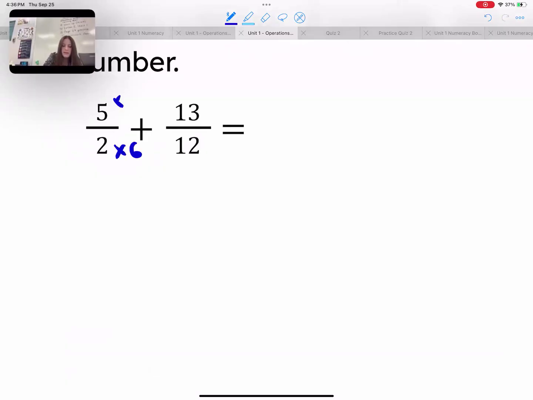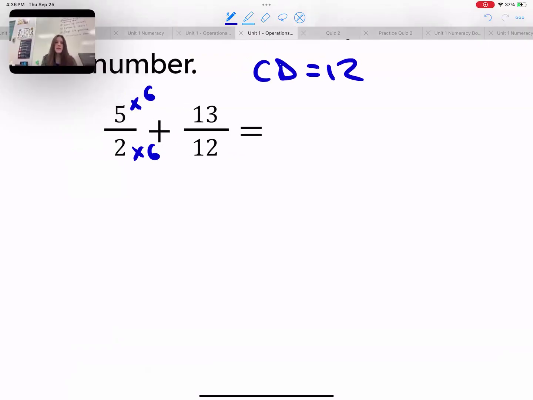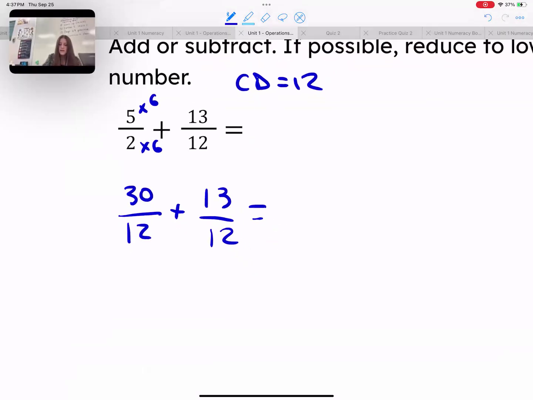I'm multiplying by 6 on the bottom, multiplying by 6 on the top because whatever you do to the numerator, you have to do to the denominator, and vice versa. So same thing that we are going to do to them. And this one, I do not have to do anything to because it's already over 12. That is going to be my common denominator. So I can proceed now. So 5 times 6 is going to be 30, and then 2 times 6 is going to be 12. And then I rewrite the rest of my equation, and I can solve by adding together 30 and 13, which will give me 43, and I keep my denominator the same.